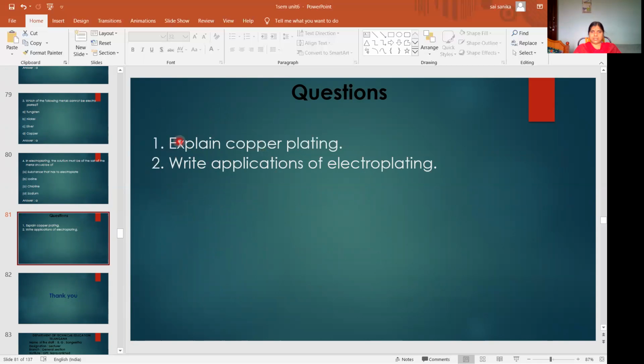This question is very important and has been repeated the maximum number of times: explain copper plating. These applications are rarely asked, but explain copper plating is asked for 5 marks with diagram. Whether they mention it or not, you have to draw the diagram, write the equations, and give the explanation. Explain means you have to draw the diagram, write the equations, and explain the whole process. These applications are for 1 mark or 3 marks questions, and this copper plating process is for 5 marks questions. This question is repeated the maximum number of times.